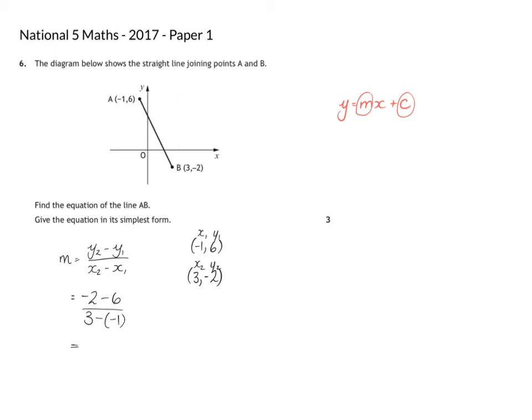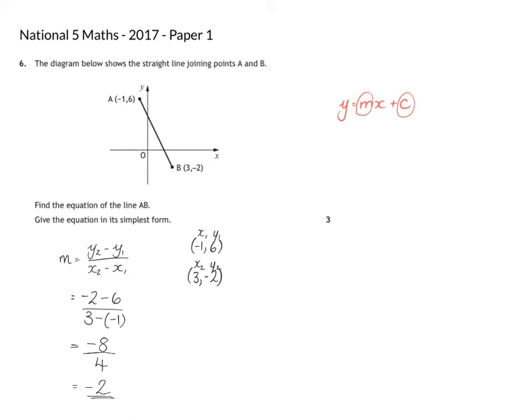Looking at that, on the top, -2 take away 6, so that's getting more negative, so it's going to be -8. And I've got 3 take away -1, taking away a negative is the same as adding, so that gives us 4. So then I've got -8 over 4, which is just -2.